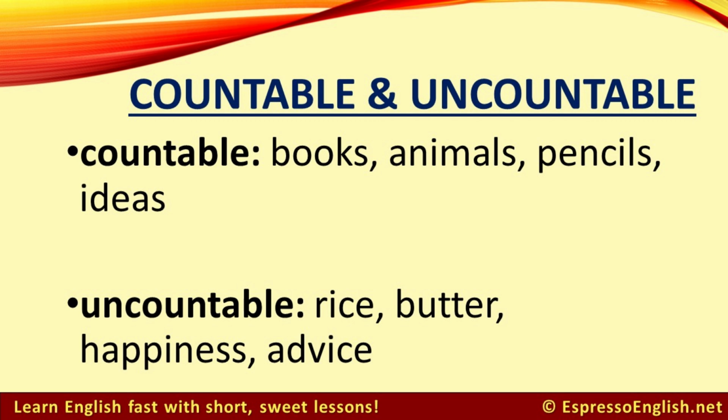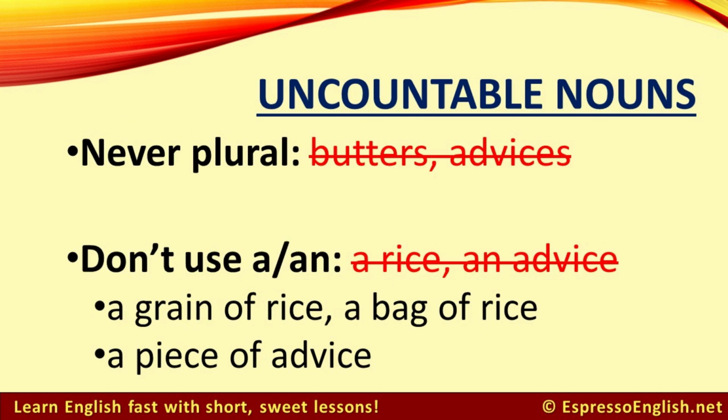Countable nouns are things we can easily separate and count, like books, animals, pencils, and ideas. Uncountable nouns are things that we can't easily separate and count, like rice, butter, happiness, and advice. We never make uncountable nouns plural, so we can't say butters or advices. And we don't use a or an with uncountable nouns. So we can't say a rice or an advice. Instead, we can say a grain of rice, a bag of rice, or a piece of advice.